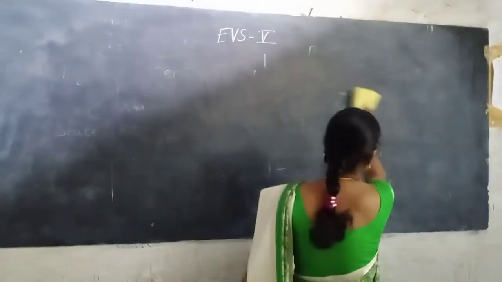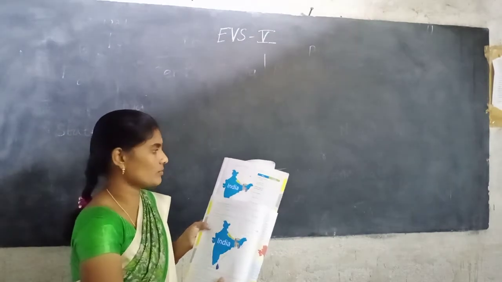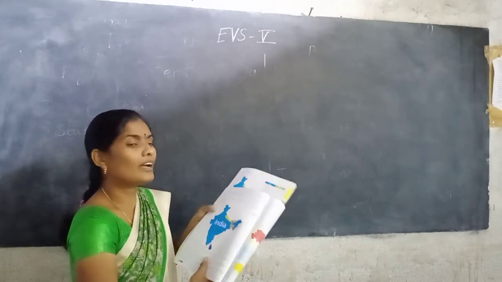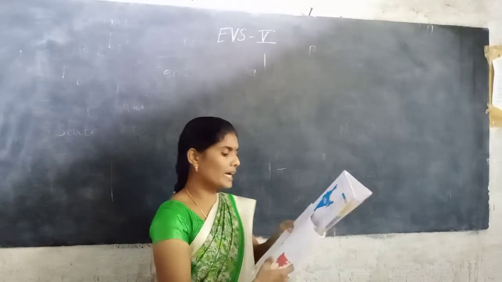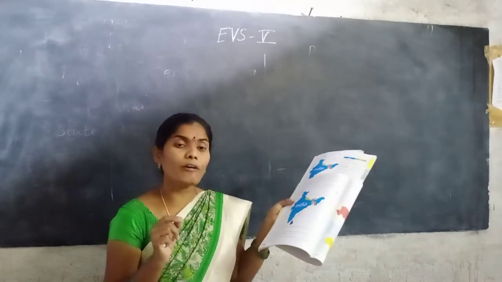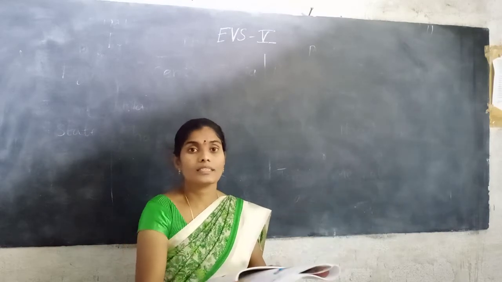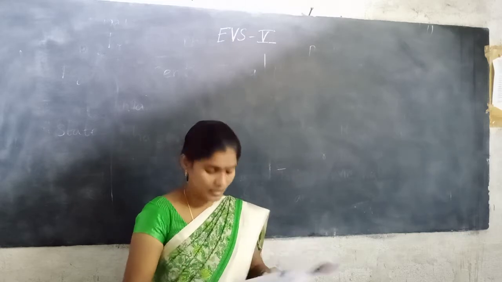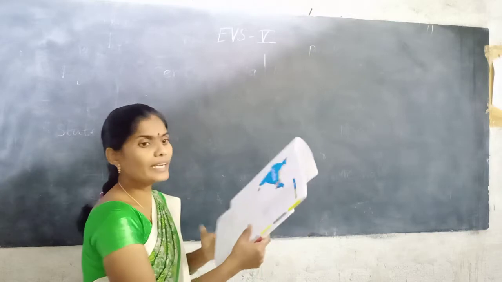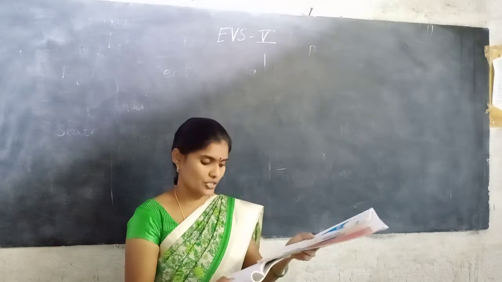Next, here a map is given. Identify the neighboring countries of India with the help of the given clues. An India map is given. We have to write the neighboring countries. Take the help of page number 38 in the course book.